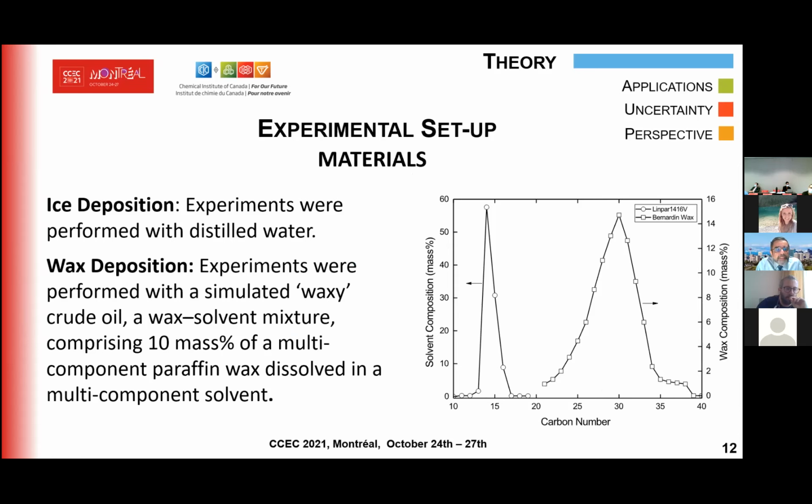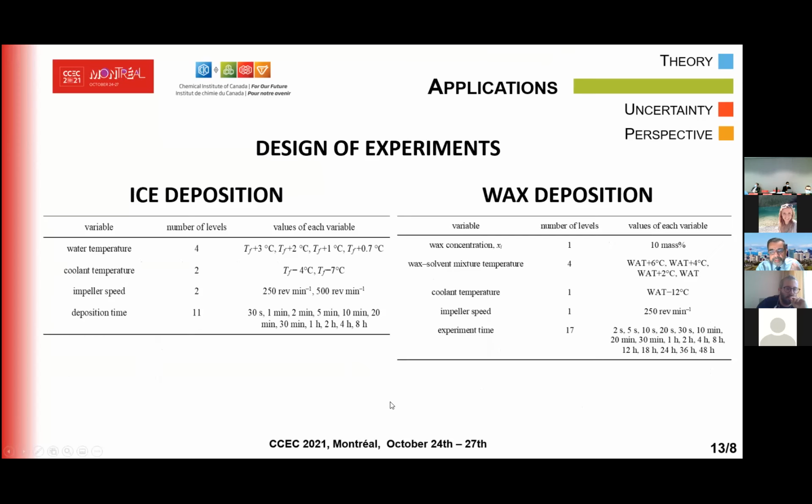For materials, for ice deposition, we use distilled water. For wax deposition, we created a synthetic crude oil by mixing a multi-component solvent shown on the left-hand side here in this GC analysis. And on the right-hand side is the multi-component wax. So we have multi-component solid wax dissolved in a multi-component liquid mixture. And we used a concentration of 10% mass percent wax in the solvent.